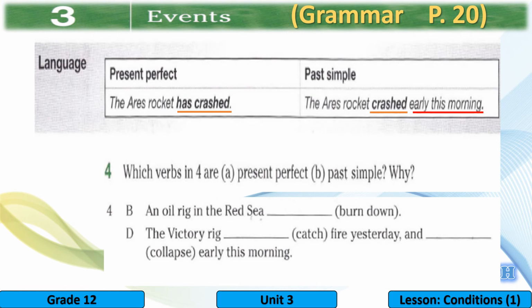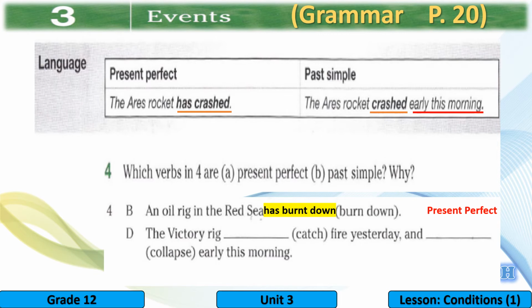An oil rig in the Red Sea burned down. Now, in this sentence, do we know the time of the action? The answer is no, we don't. So, we have to use the present perfect tense. And in this case, we have to use has plus the past participle form of the verb burn. So the answer is has burnt down, which is the present perfect tense.